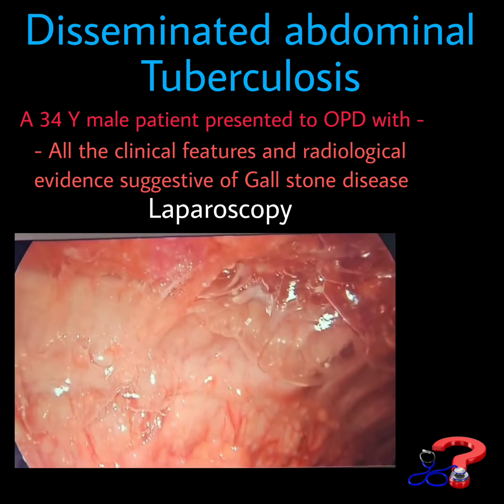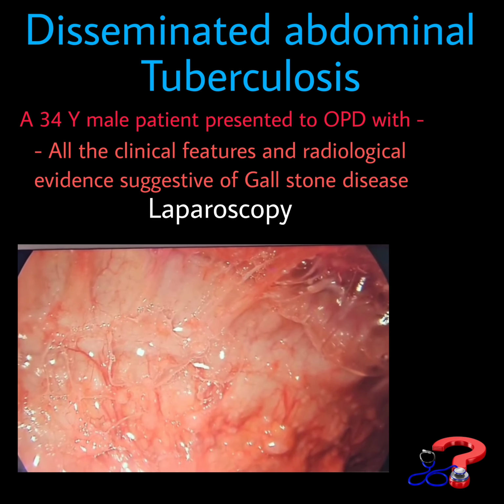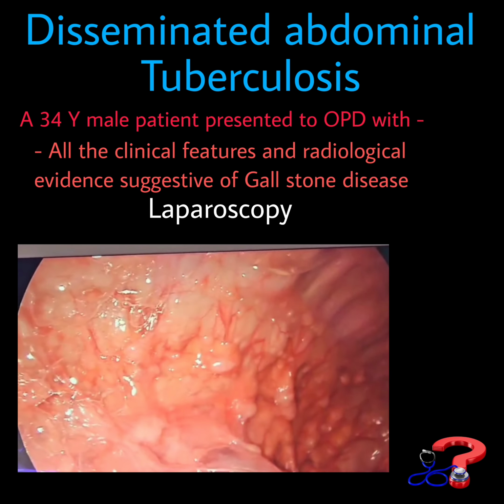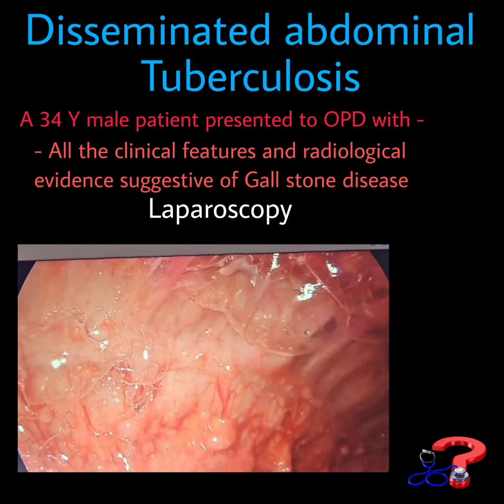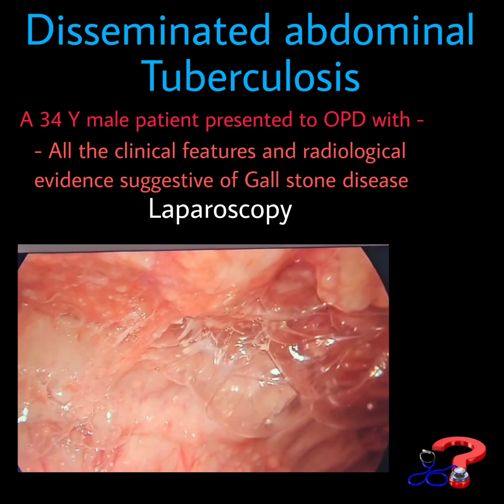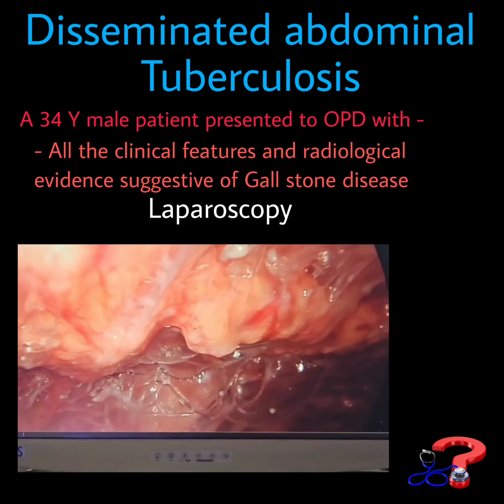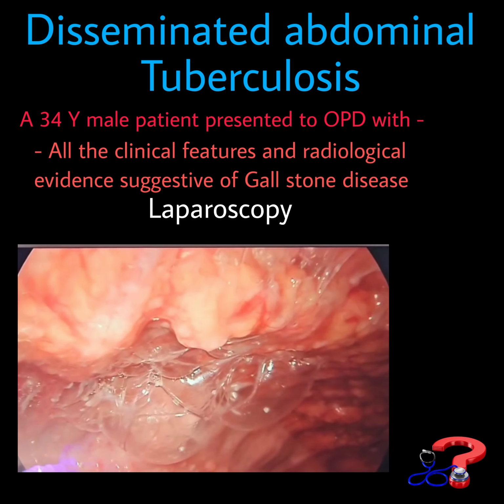So basically this is intra-abdominal tuberculosis. It's also known as master of disguise because it can mimic any intra-abdominal pathology. So this case was just to highlight that this can be a differential diagnosis in multiple different intra-abdominal pathologies.